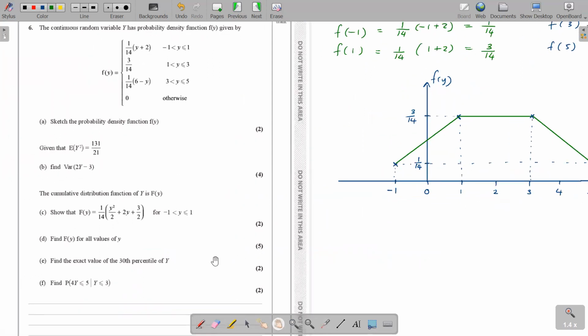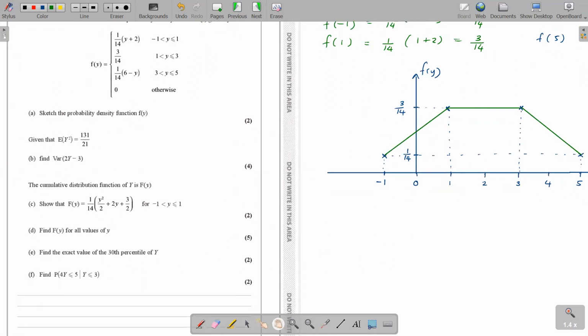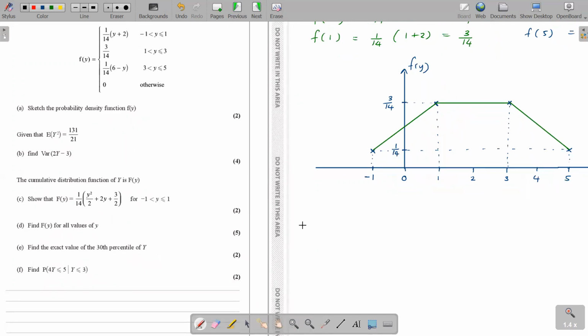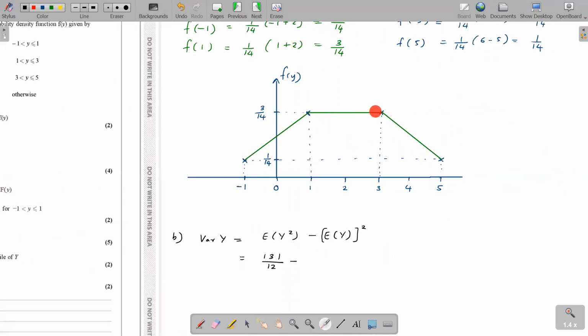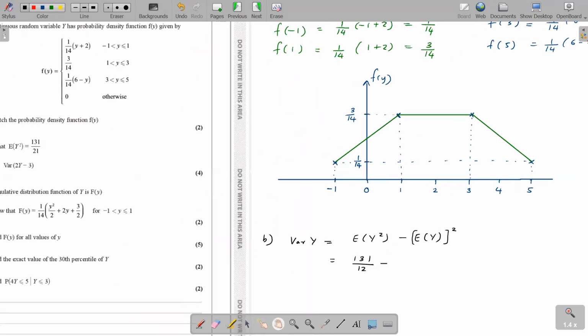Okay. Part B, they say given that EY square is 131 over 12, find variance 2y minus 3. Okay, how do we find variance 2y minus 3? Part B, first thing is you need to find variance y. Who is variance y? Variance y is EY square minus EY whole thing square. So EY square is given to you as 131 over 12. EY is the mean, right? Now, if you look at this particular graph, again, do you see that this is what?